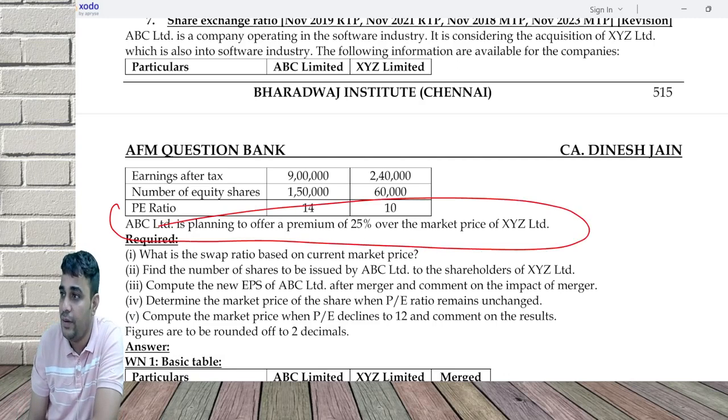Premium of 25% over the market price. Unfortunately, that premium was not considered in the calculation. The balance I need not even discuss.